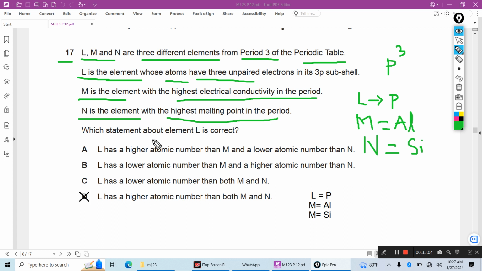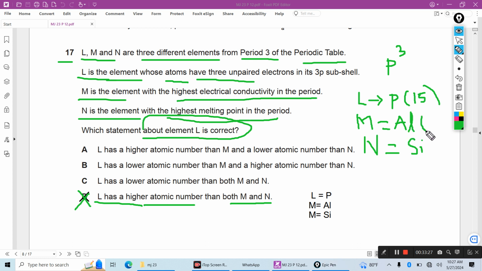Now, which statement about the elements is correct? L is correct. D is the correct answer. Why? L has a higher atomic number than both M and N. L, phosphorus, has atomic number 15, and M, aluminium, has atomic number 13, and N, silicon, has atomic number 14. So 15 is greater than 13 and 14. That's why L has the higher atomic number than both M and N. So D is the right answer.